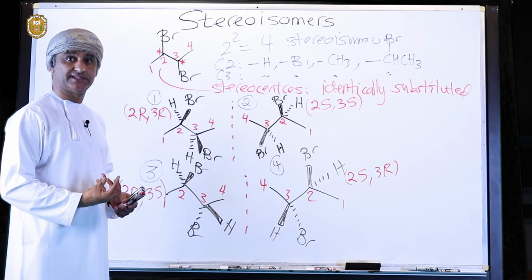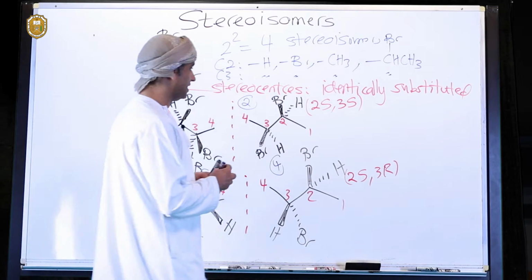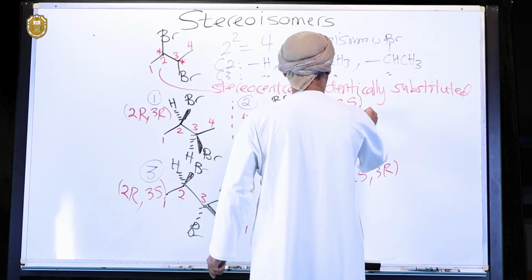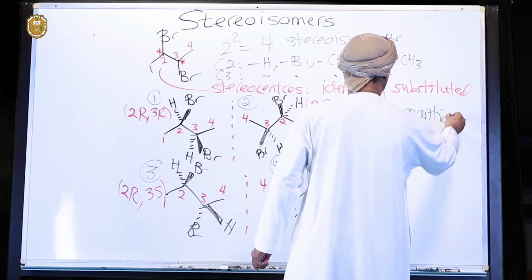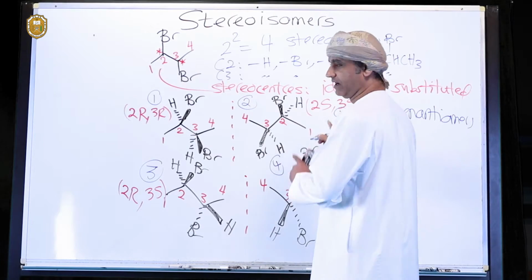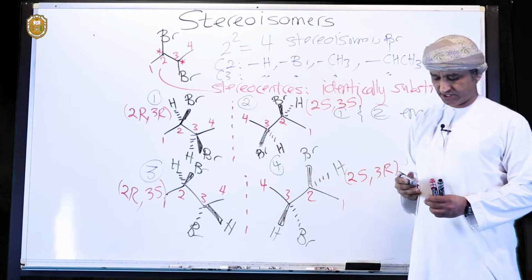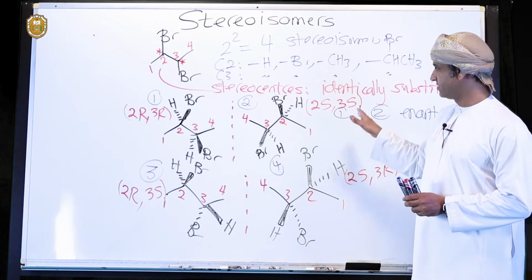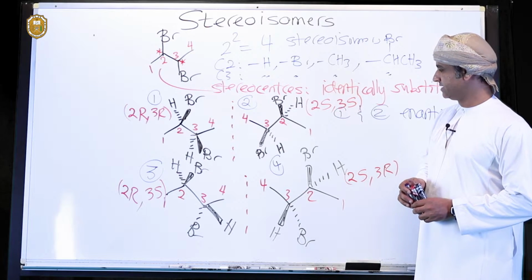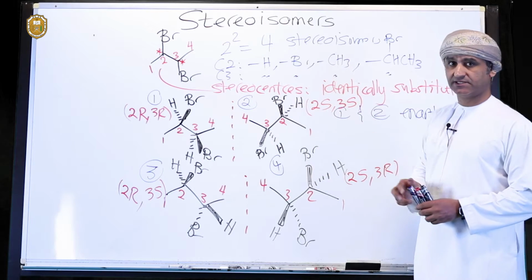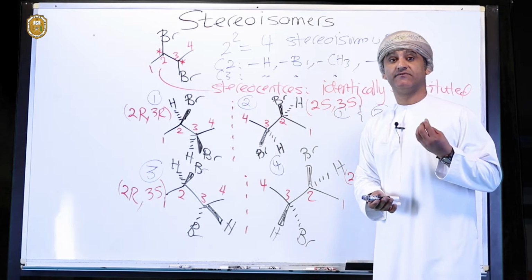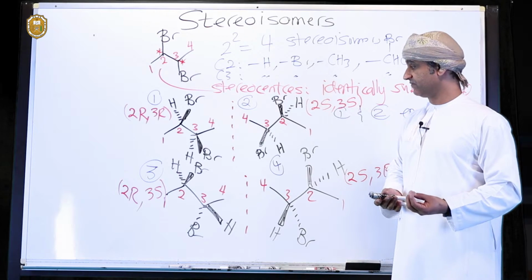And if you look at 1 and 2, you would be able to predict that 1 and 2 are related as enantiomers. So 1 and 2 are actually enantiomers. That's because they are non-superimposable mirror images of each other. They have opposite configurations at all stereocenters. Remember before we said that the two stereocenters are identically substituted. This is a very important observation.